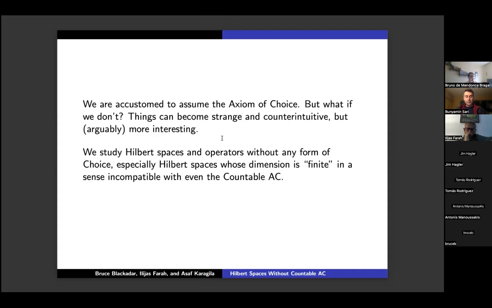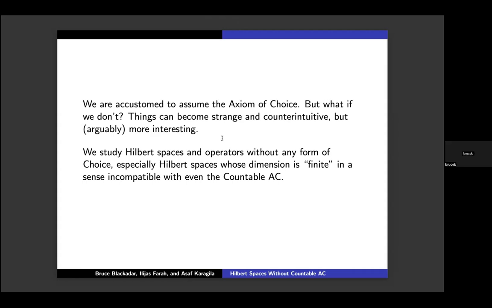We're going to look at Hilbert spaces and operators without any form of choice, and we're especially going to look at Hilbert spaces whose dimension is finite, in a sense incompatible with even the countable AC.